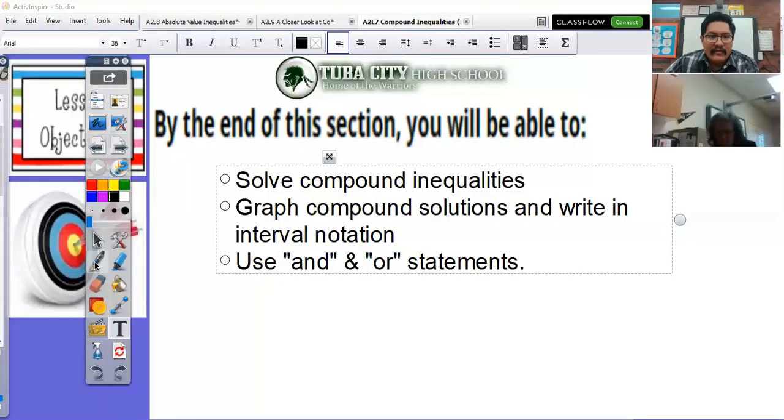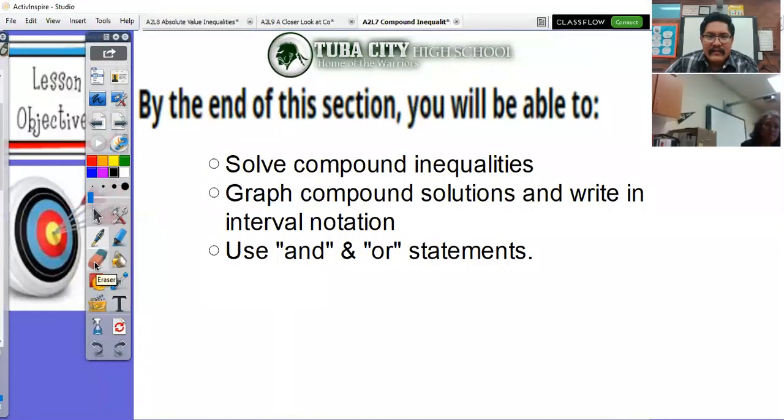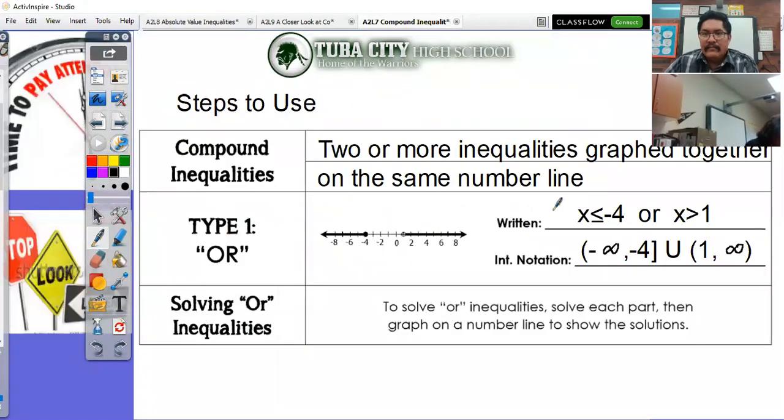Solve compound inequalities, graph the compound solutions and write them in interval notation, use of and or statements in the inequalities. So that's what we should be able to do by the end of this lesson. So let's go ahead and start the first part, and that would be what we need to know.